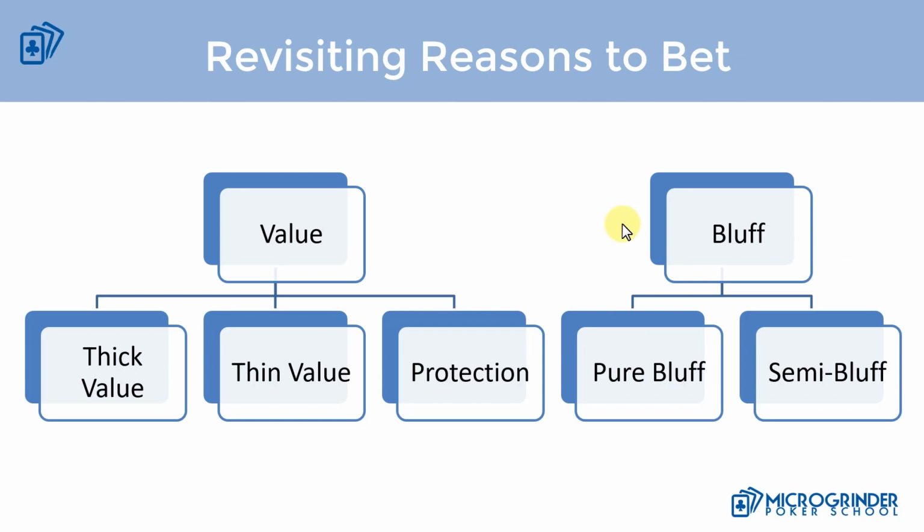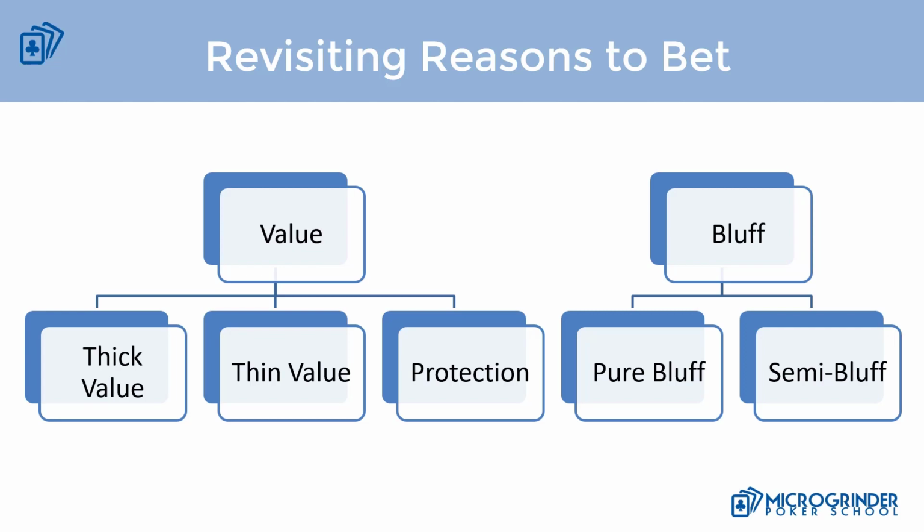Now, let's revisit the reasons to bet. I know this, again, is very basic stuff, and I've covered this in other courses, but I want to make sure we cover it again in here. So there are two primary reasons for betting in poker, and there's only two. You can either bet for value, or you can bet as a bluff. No other primary reasons other than that.